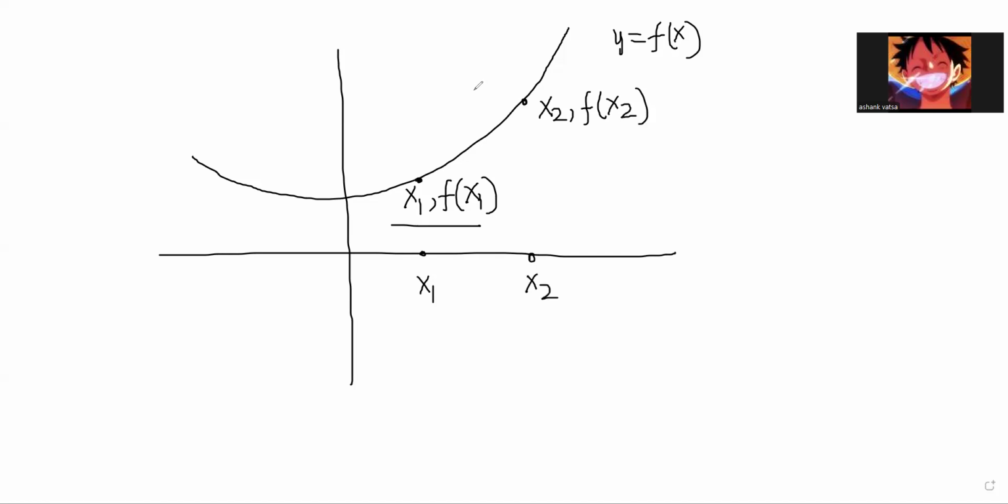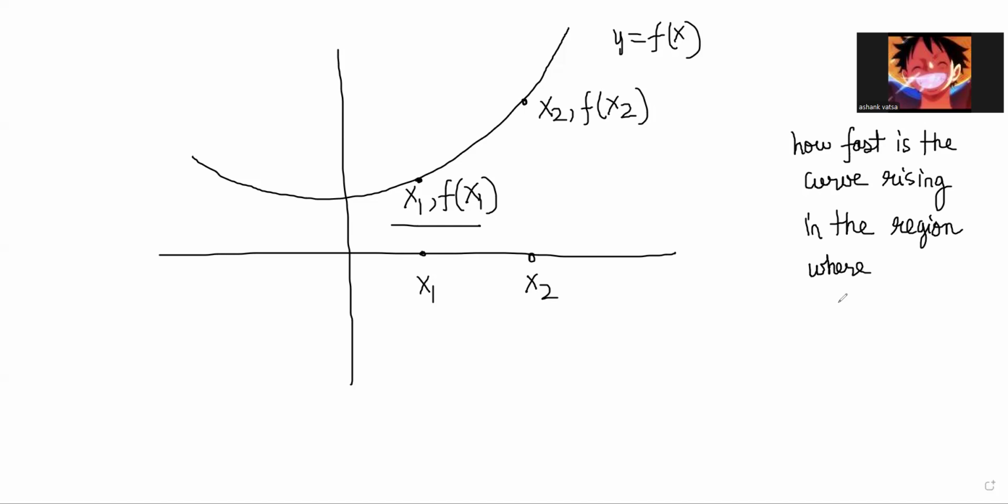So now what we have to understand here, our question is how fast is the curve increasing? Is the curve changing or rising in the region between x1 and x2? In the region where x goes from x1 to x2, right? That is what we want to understand. How fast is the graph increasing in this region?